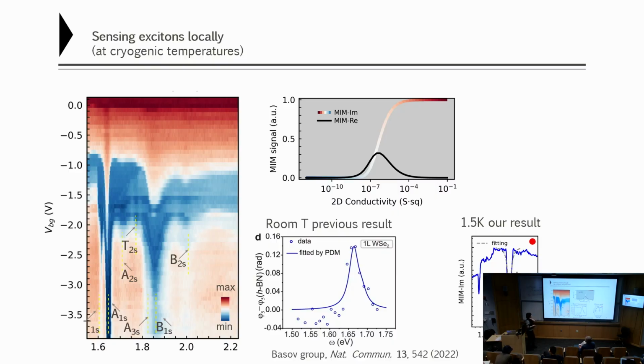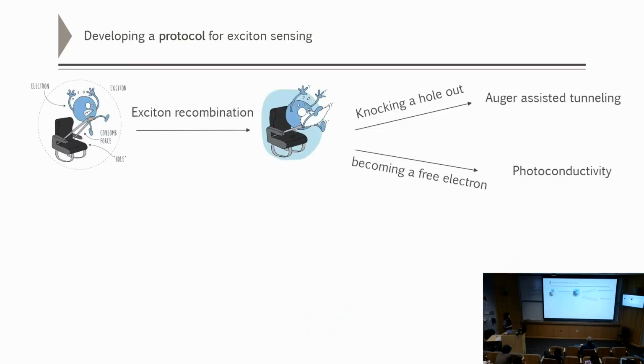Okay, yeah. And then, at room temperature, previous results show this type of excitonic features, which are much wider. Because now we are going down to much lower temperature, the line width is no longer limited by the phonon broadening, so we can see a very well-defined dip of this excitonic feature. But yeah, how does it happen? Why can we see this type of conductivity change?